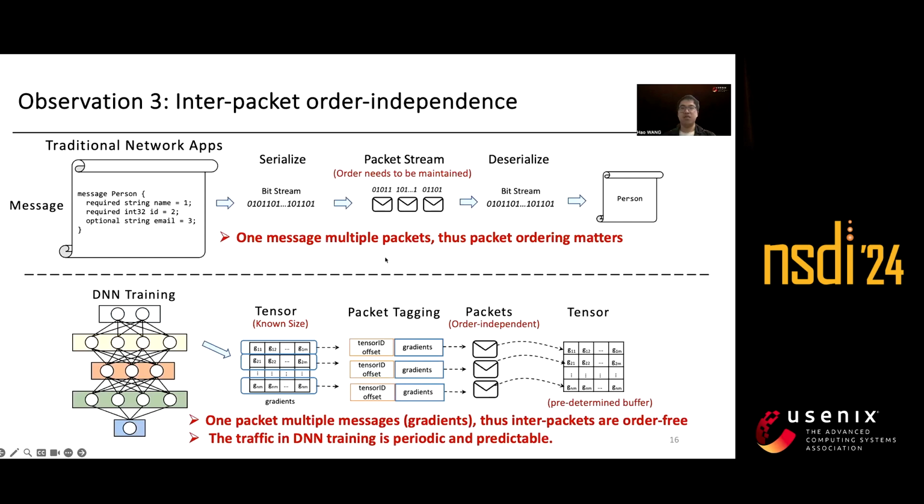The third observation is that, unlike many other applications, packets in DNN training can tolerate out-of-order delivery. This is because in the DNN training context, the message is just a gradient or parameter, which is typically represented as a 32-bit floating point number. Therefore, multiple messages can be packed within one packet, and packets can be processed independently. Meanwhile, the traffic flow in DNN training is predictable. To enhance communication efficiency, DNN training frameworks divide tensors into buckets. For example, the default maximal bucket size in PyTorch is 25 megabytes to better overlap computation with communication.